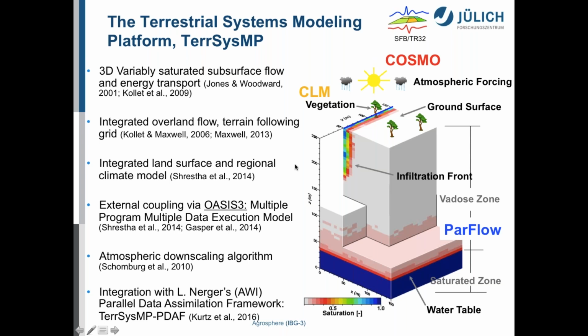So we couple these component models via an external coupler, OASIS-MCT, a sophisticated coupler that comes from France, from CERFACS. Prabhakar Shrestha at the Meteorological Institute in Bonn did most of the work of this coupling, and Fabian Gasper expanded this to OASIS-MCT. We did a lot of optimization and tuning to make this modeling system work on the massively parallel computer resources we have in Jülich, and which also exist in the US and many different places.